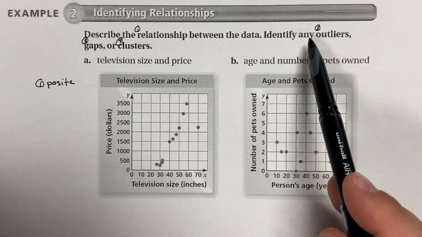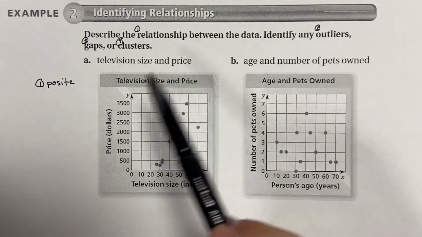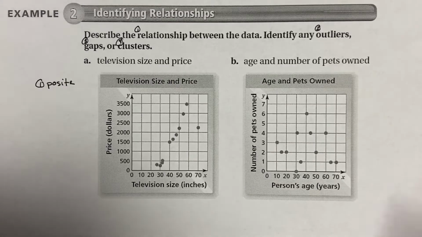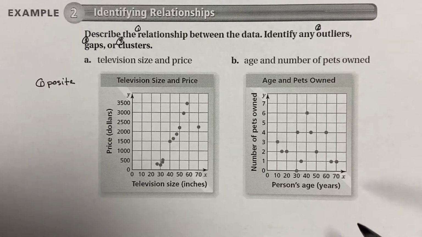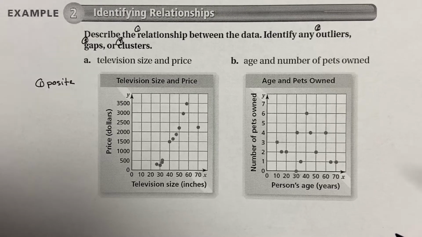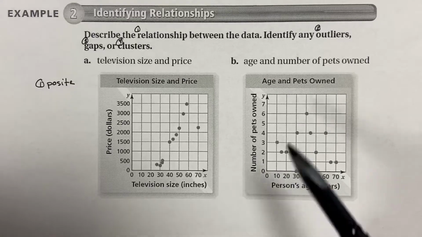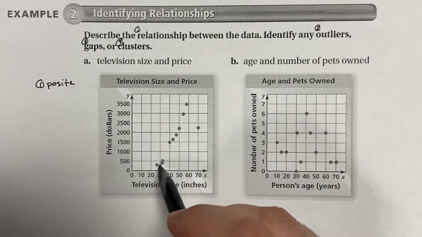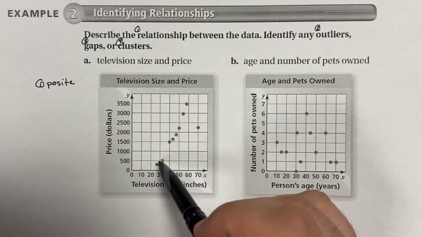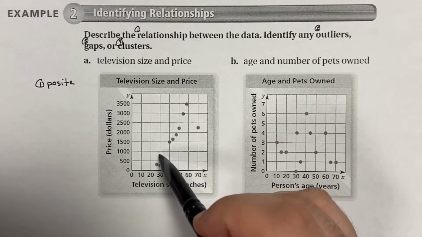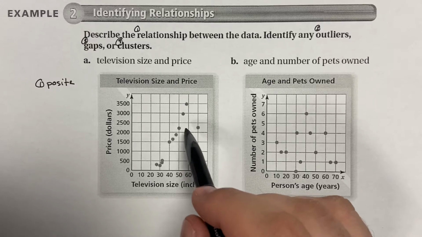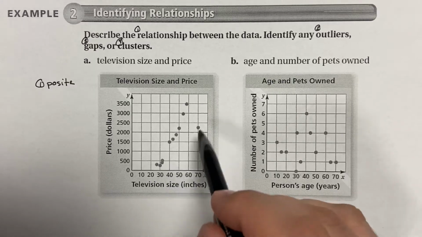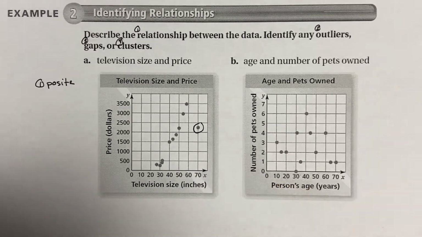Next, we need to identify any outliers, gaps, or clusters. So outliers are the guys who don't really fit with anybody else. But we can't just look at a graph and be able to say it. We've got to be able to look at different things. So as an example, as I'm looking at this graph, I'm looking for any outliers. Well, here's kind of a group of outliers. But really, while this can be outliers, this guy for sure is.